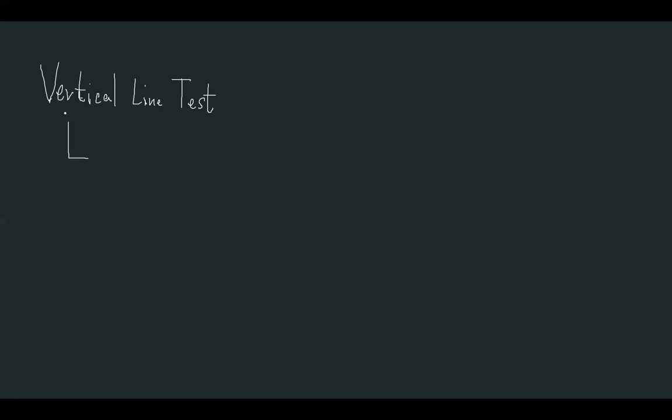It's simple. For instance, let's say you use this method and the result is a function. Then make sure that the vertical line intersects only one point. That's it. Only one point.